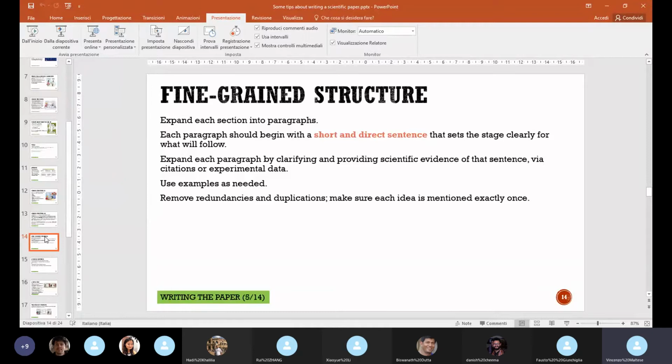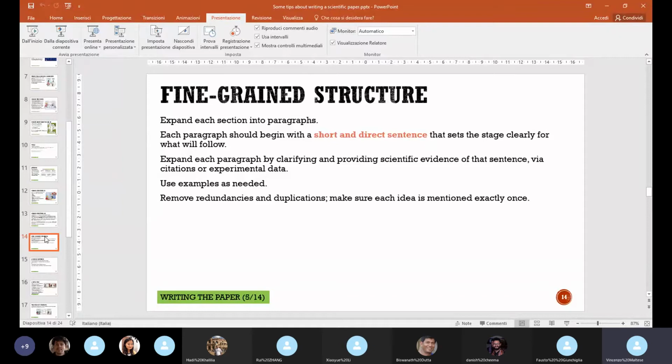Each paragraph and each sentence should be functional to the message. So forget about sentences which are there just to provide some of your thoughts, or something for which you don't yet have enough evidence from your data, from your experiments, from the state of the art. Every single sentence in the paper should be functional to your message. Use examples as needed. If a sentence conveys a concept which is difficult to understand, you can provide examples to let the reader understand what you want to say.